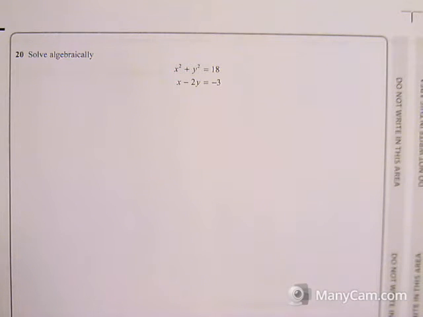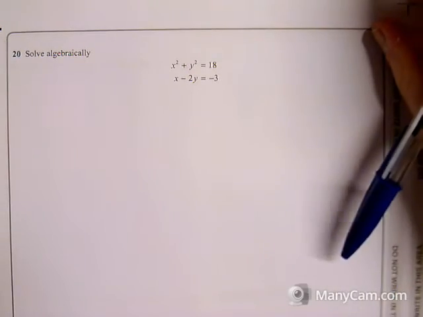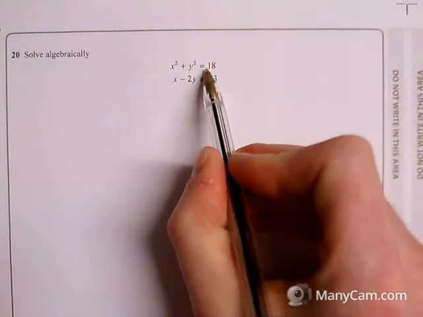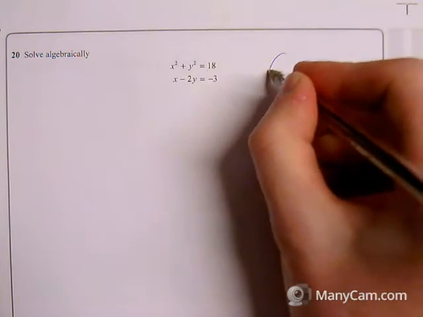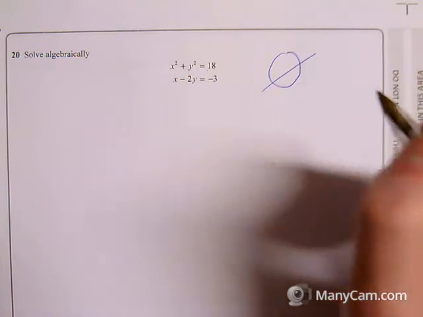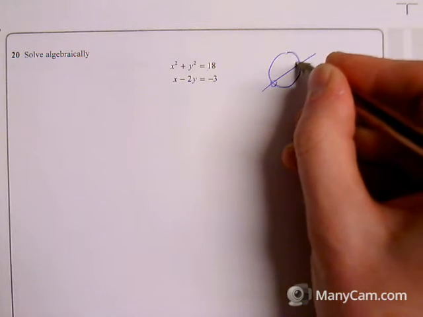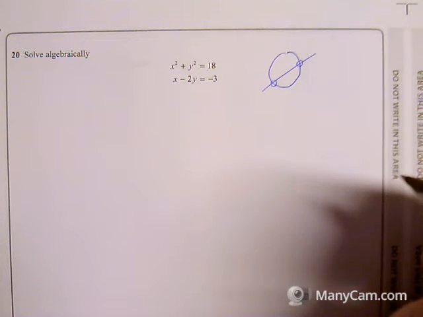It's on question 20 now, some quadratic inequalities. You might remember from a lesson that we've got x squared plus y squared equals 18. That's going to be a circle. And then we've got an equation of a straight line here, something like this, say. And we're trying to work out where on the graph those 2 points intersect.